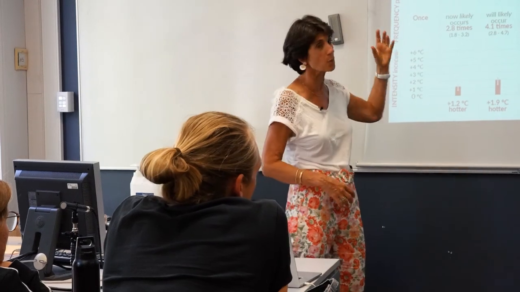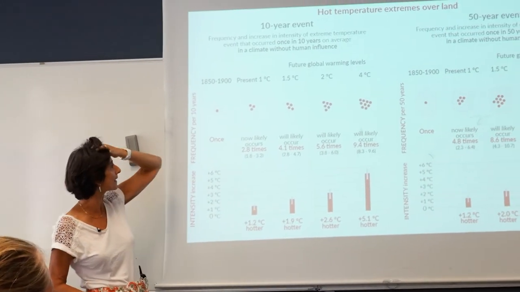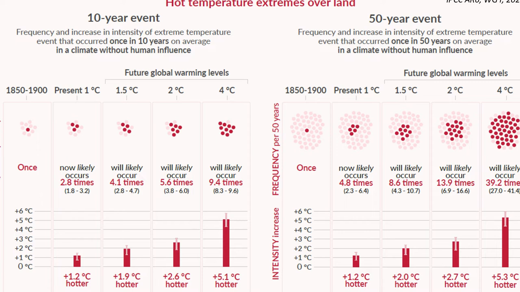If we think in the future of rare or extreme events, I'm just going to take examples of hot temperature extremes over land. So let's look at the left panel. So let's think about an event that occurs only every 10 years. So it occurred every 10 years in the pre-industrial time. With a 1° warming today, it occurs 3 years out of 10, and it is 1.2°C warmer. If we reach 2° of warming, it will occur 6 years out of 10, and it will be 2.6°C hotter. And if we reach 4° of warming, it will occur almost every day, and it will be more than 5°C hotter. This was done in the last IPCC report.